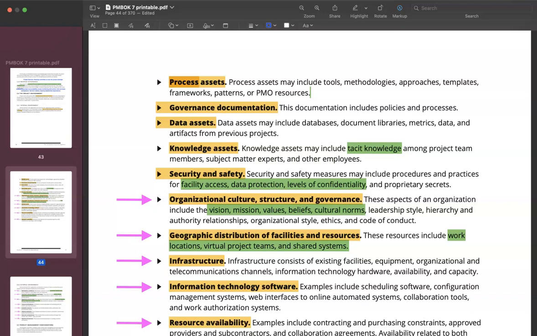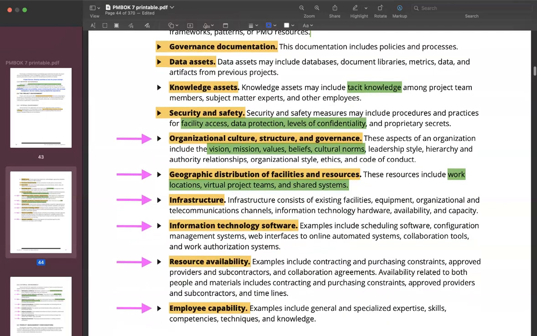Then you have security and safety. So security and safety would include safety measures or security measures, and these would be things like data protection and confidentiality and privacy and proprietary secrets, like company financial information, which should not be revealed to a lot of people in the organization, and so on and so forth.